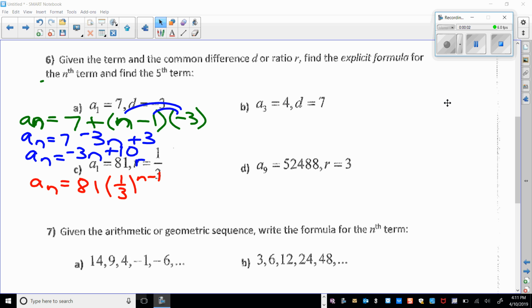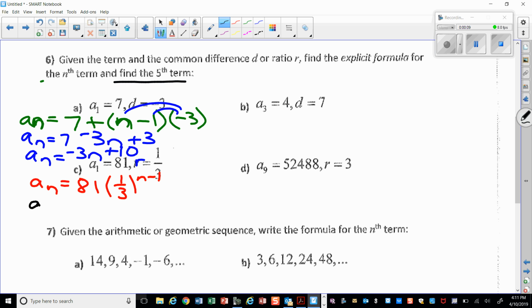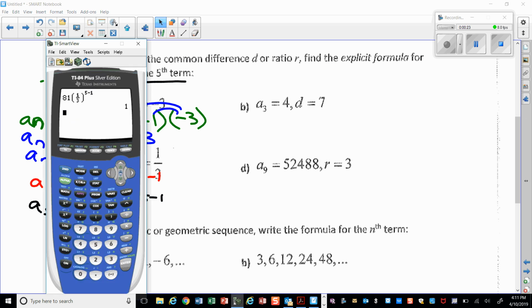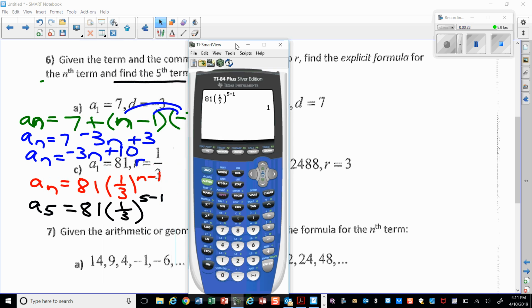All right, so on the last video, we left off, I had not solved for the, it says find the fifth term, so you would do a sub 5, and that means n equals 5. So I'm going to substitute a 5 wherever I see the n, okay? And then you just type that into your calculator. All right, so I've got 81 is the first term, 1/3 is the ratio, and then 5 minus 1, and then you hit enter. And so that fifth term is 1.